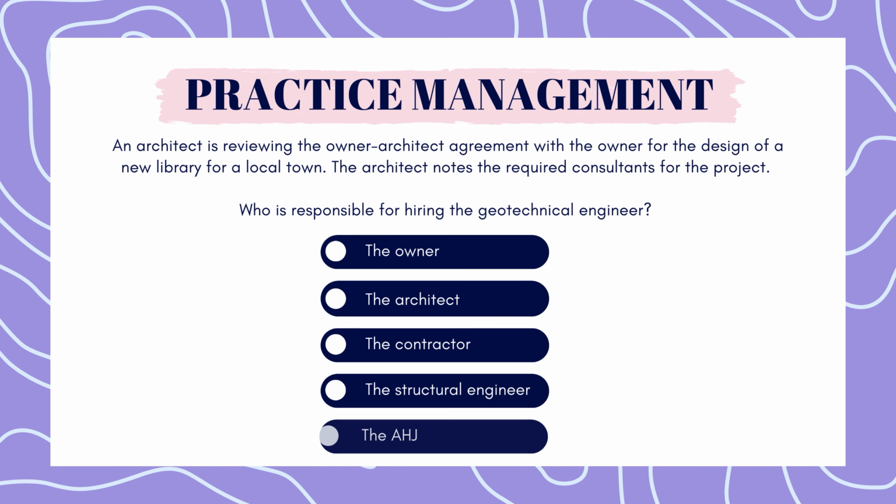An architect is reviewing the owner-architect agreement with the owner for the design of a new library for a local town. The architect notes the required consultants for the project. Who is responsible for hiring the geotechnical engineer? The owner, the architect, the contractor, the structural engineer, or the AHJ? Feel free to pause here to answer.